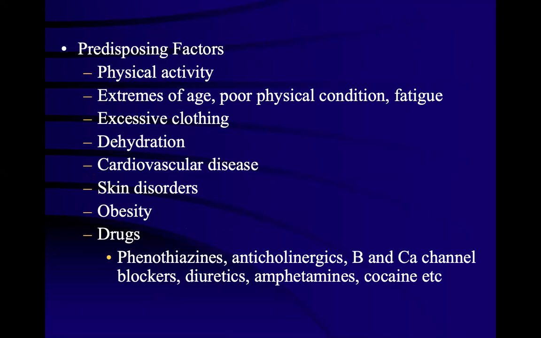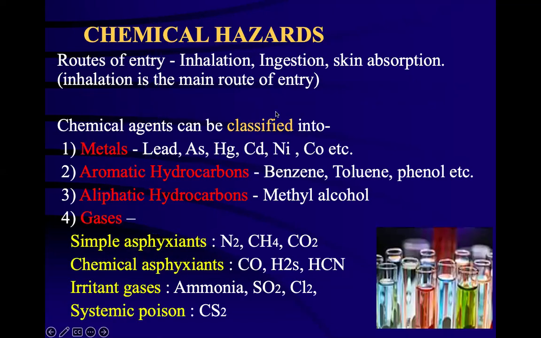Predisposing factors are factors that would enable particular individuals to have a particular disease. So assuming we have 100 people working in an area where these physical hazards are available, not all of them would have the disease condition at the same time, and some may not even have it at all. And the reason here is the predisposing factors: your age, your physical activity, the clothing you wear, how often you hydrate, your heart conditions, your weight, your drug use, and other things.